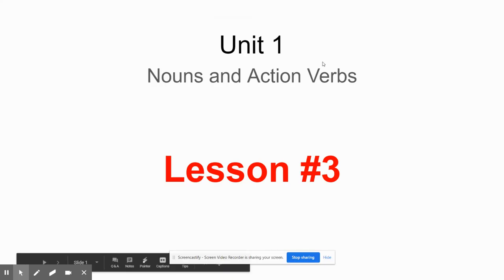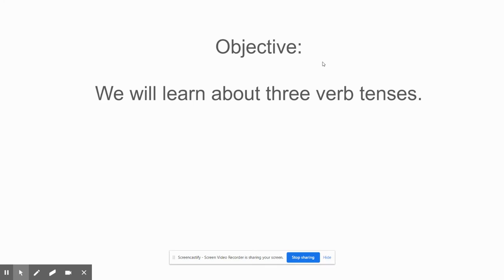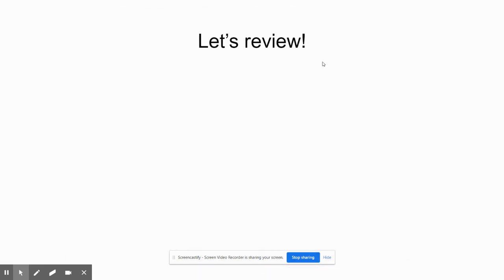Hello, scholars, and welcome to today's writing lesson, which is again a grammar lesson in our work on Unit 1 with nouns and action verbs. Today, we will learn about three verb tenses. Let's start, though, with a quick review.